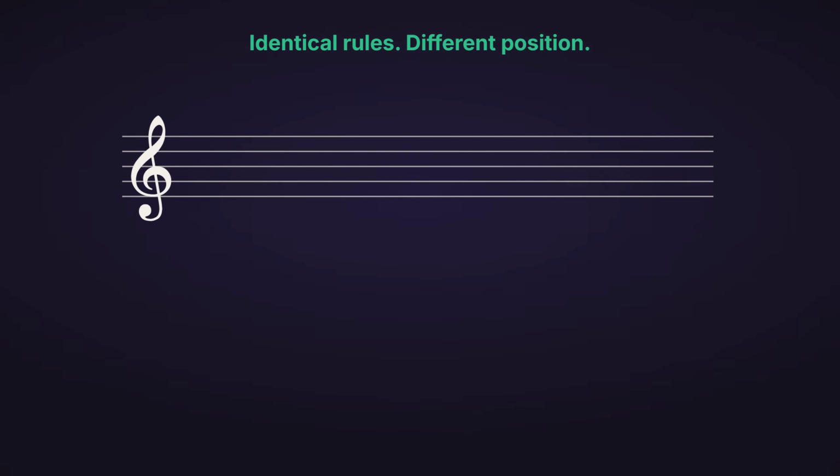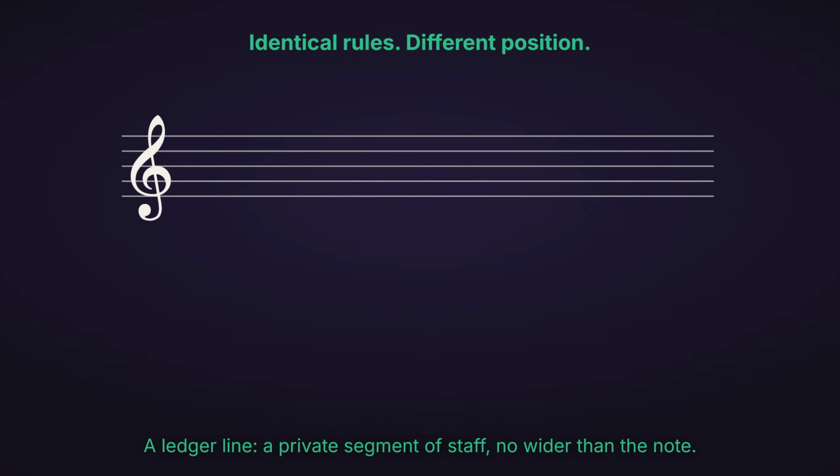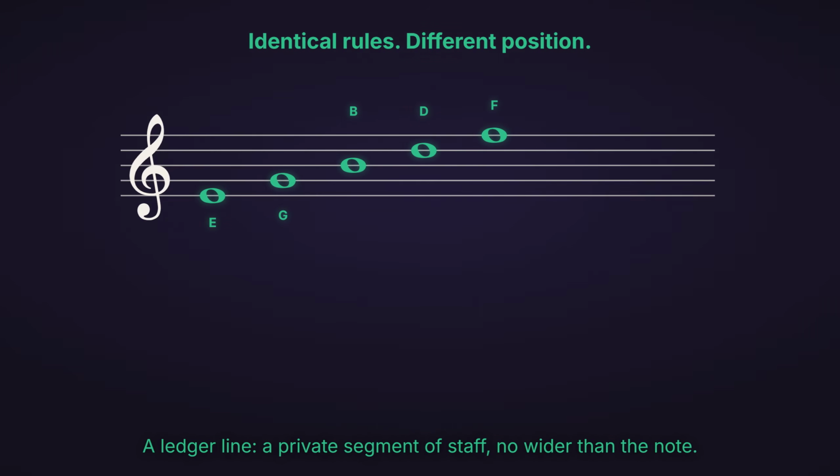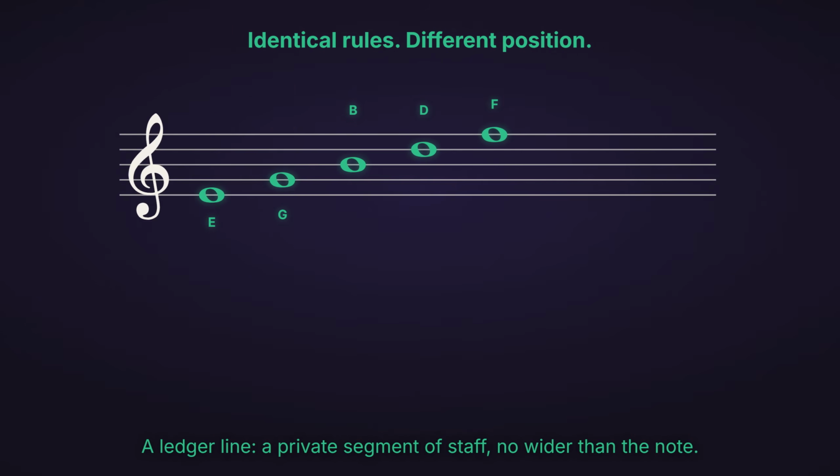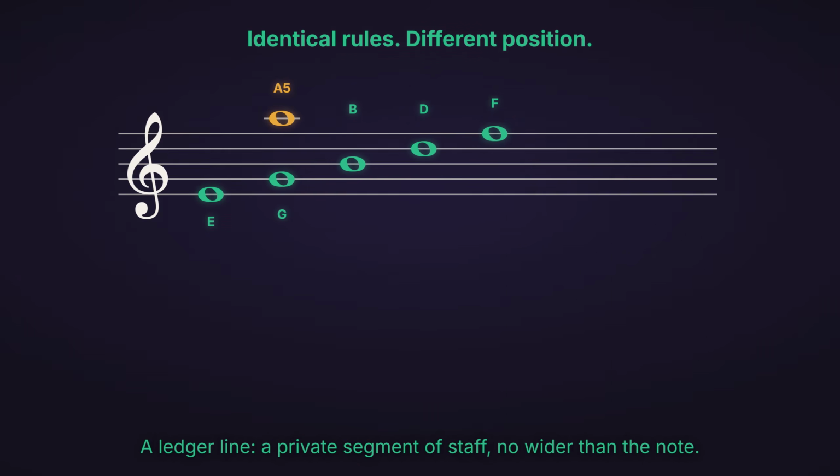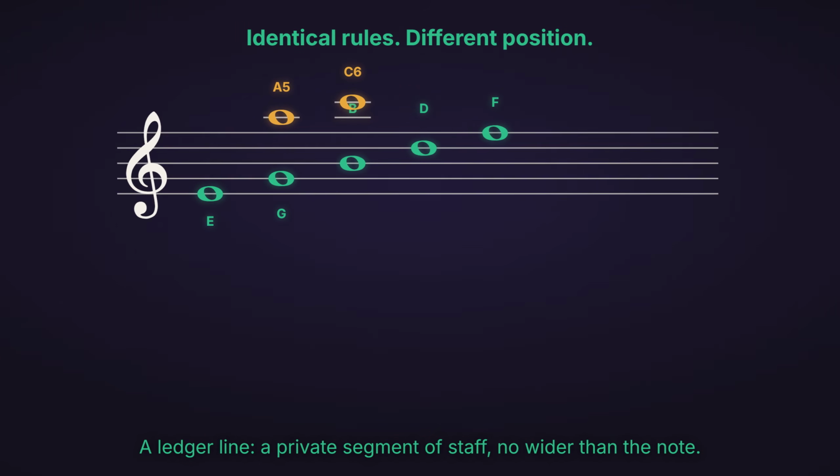A ledger line is nothing more than a private segment of staff, summoned into existence for one note and no wider. The rules are identical to the 5 permanent lines. A note sits on the ledger line or in the space immediately above or below it, and each step moves one letter up or down the alphabet. The note A5 sits on the first ledger above the treble staff in exactly the same way that the note A4 sits in the second space of the main staff. The note C6 sits on the second ledger above, just as the note C5 sits in the third space of the staff. The geometry is the same.